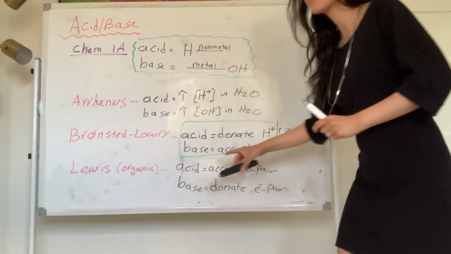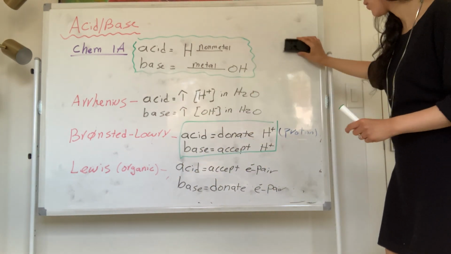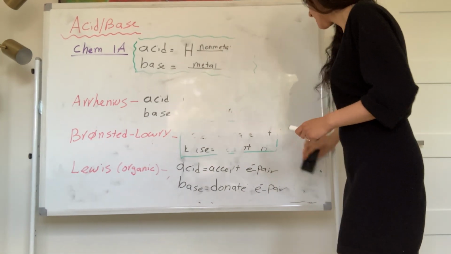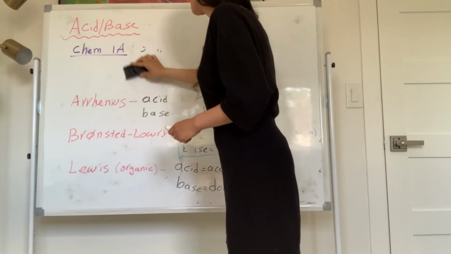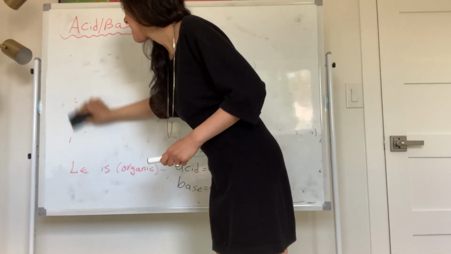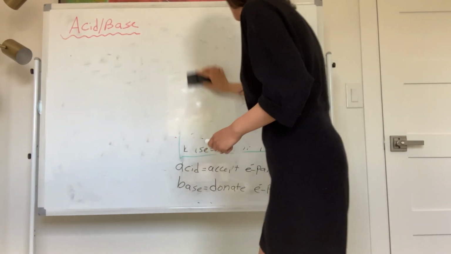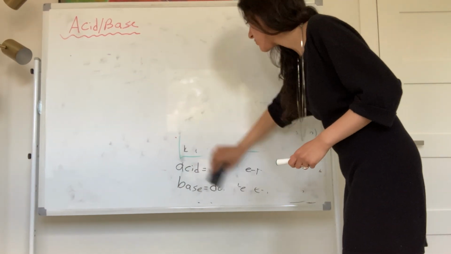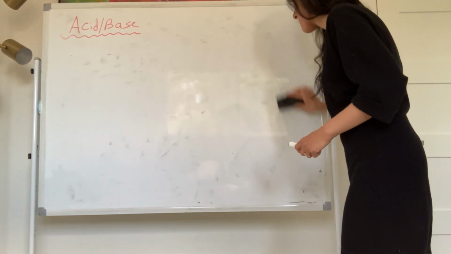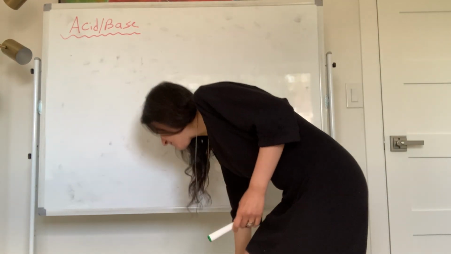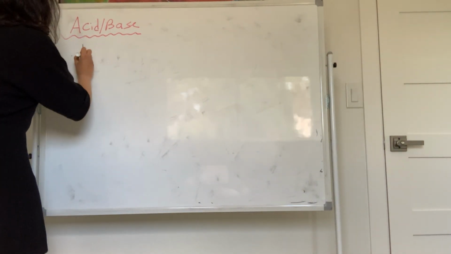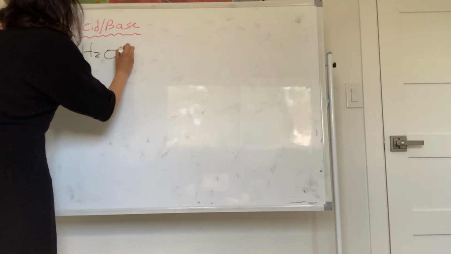So again, we're going to get a little bit fancier than just H and then OH. Now let's talk about H2O for a second. What do you think H2O is? Is H2O an acid or is H2O a base? What do you think? Here's what I want you to think about. Think about Chem 1A actually. So the question is, what is H2O? Is it an acid or is it a base?